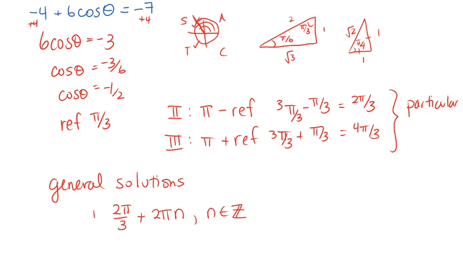So that would be one solution. My second solution is 4 pi over 3, and the same thing applies there as well. I'm going to be adding 2 pi to get the next positive angle, and another 2 pi to get the next one. So ultimately, we're going to do the exact same thing: 2 pi n, where n is an element of the integers.